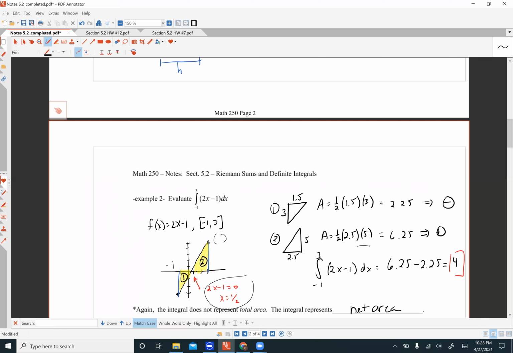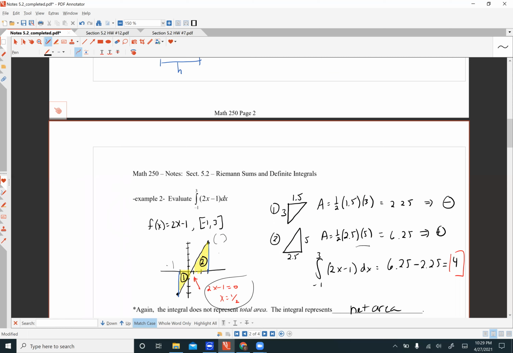The height of the second triangle, you plug in 3, you get 5. What's the height of triangle 1? You plug in -1, you get -3, but the distance is 3, since you're going down 3. So this first triangle, the one below the x-axis, has height 3 and base 1.5. You multiply that by 1/2, you get 2.25. For the second triangle, going from 1/2 to 3, the base is 2.5 and the height is 5. Multiply that together, multiply by 1/2, you get 6.25.